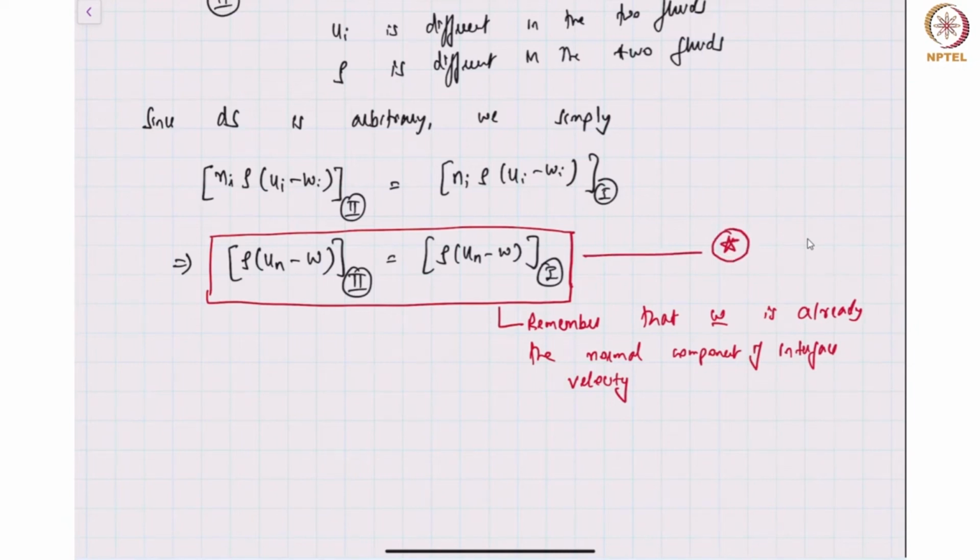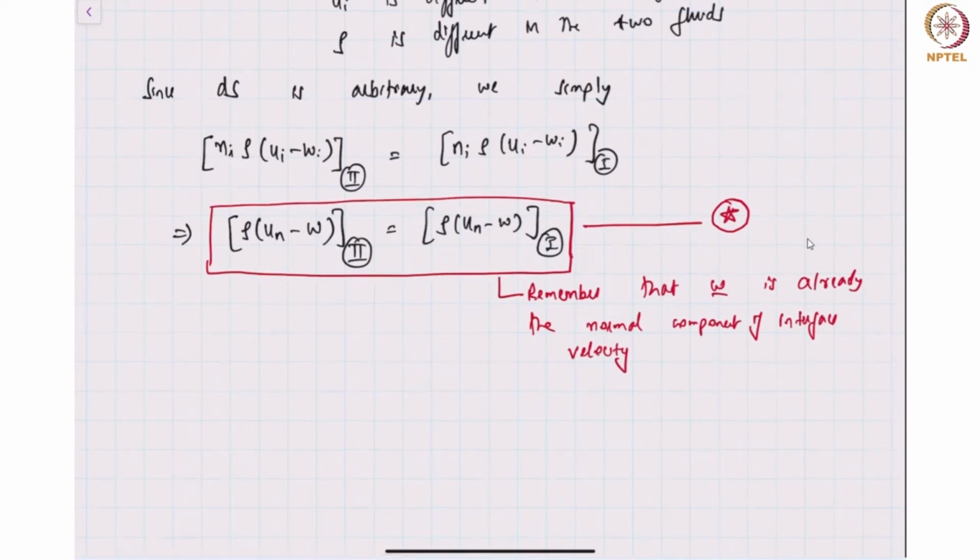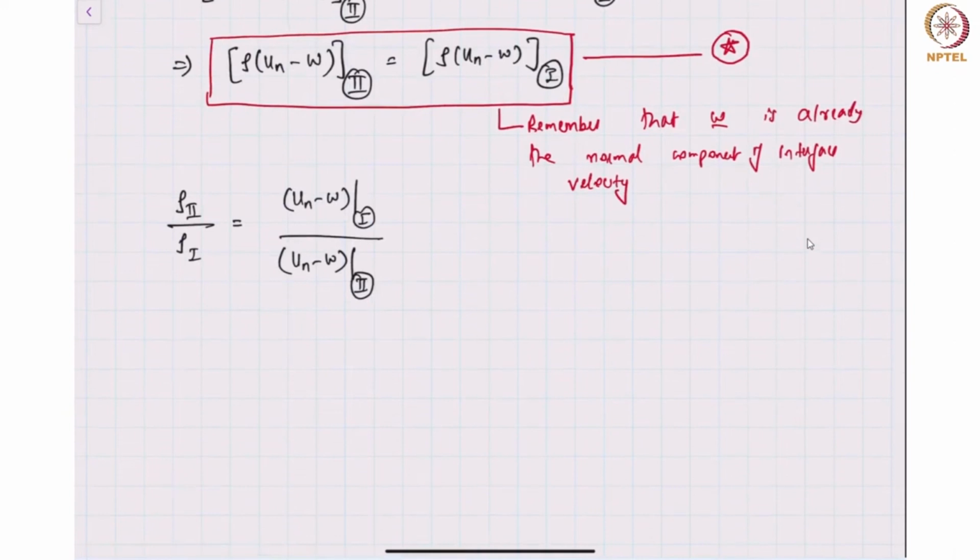Okay, so what is it telling you? That if the densities of the two fluids are different, then the normal components of the velocities are also different. Or in other words, you can actually say density in fluid 2 divided by density in fluid 1 is equal to the normal component of velocity in fluid 1 divided by the normal component of velocity in fluid 2. Okay, the normal components of velocities are not the same if the densities are different.